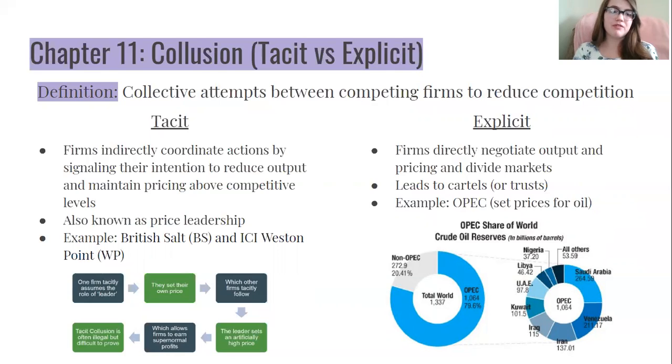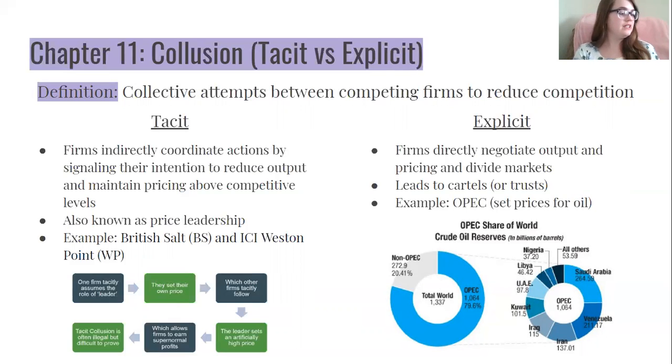So one firm assumes the role of price leader, as I said. They set their own price, and then the other firms follow. And in this British Salt case, there's only one other firm, Weston Point, which followed British Salt. So British Salt sets an artificially high price, which allows firms to earn supernormal profits. And then this at the end just says tacit collusion is often illegal, especially in the US, but it's difficult to prove because firms aren't talking with each other and coordinating with each other.